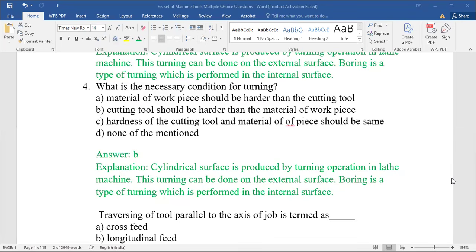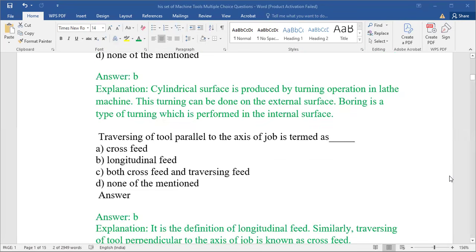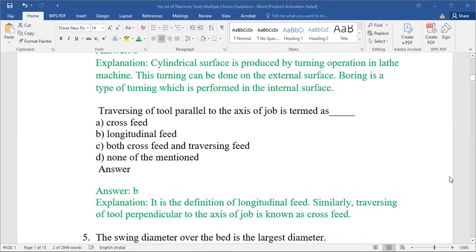See here, next question. Traversing of a tool parallel to the axis of the job is termed as cross feed, longitudinal feed, both cross feed and transverse feed, none of the mentioned. B is the correct answer. Explanation: it is the definition of longitudinal feed. Similarly, traversing of a tool perpendicular to the axis of the job.